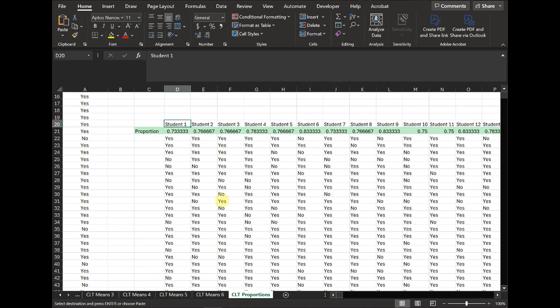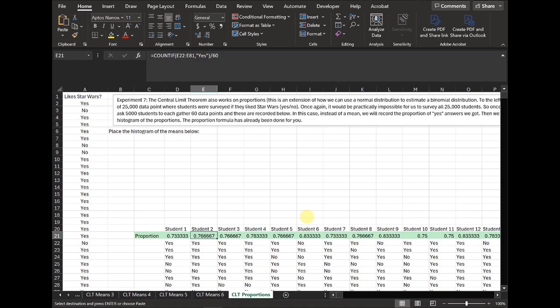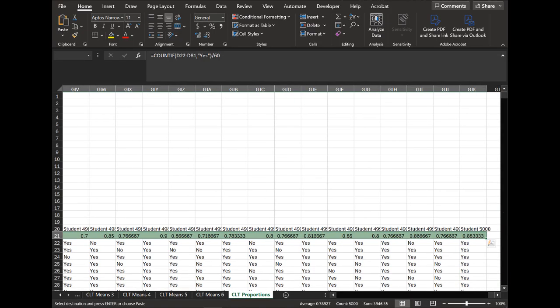Now, from here, instead of taking the mean, so I can't take the mean of yes or no data, right? There's nothing to take a mean of. But instead, what I can do is I can record the proportion. So what I've done is this is the proportion of people that said yes in each student's survey. So this is 73% of people said yes in the survey, 76% of people said yes in the survey, so on and so forth. Okay, so here's what's kind of crazy about the central limit theorem. So it also works for proportions.